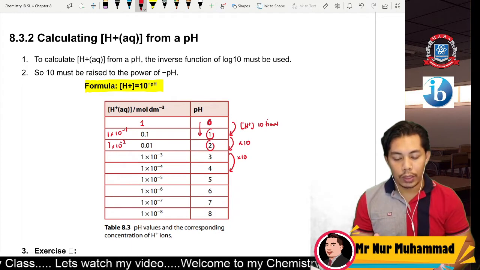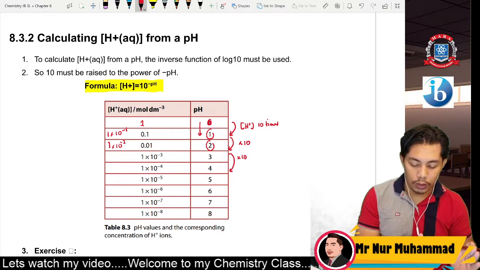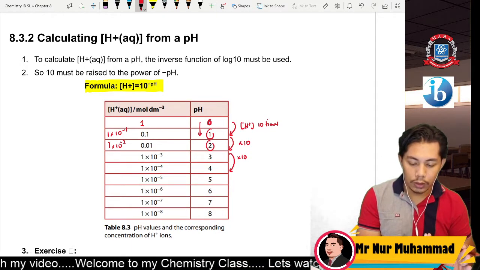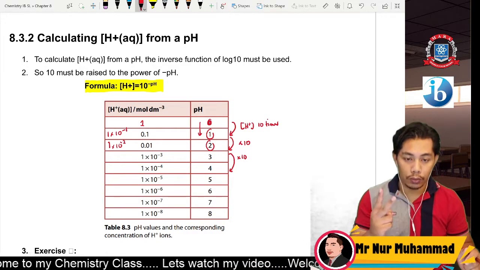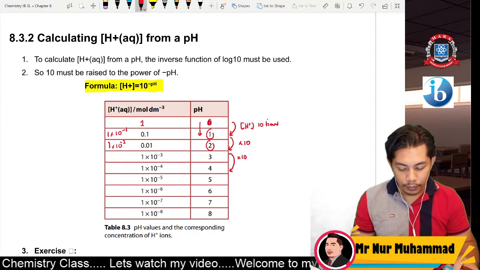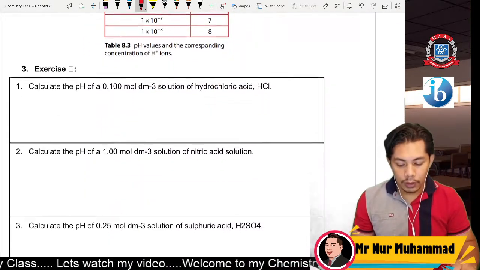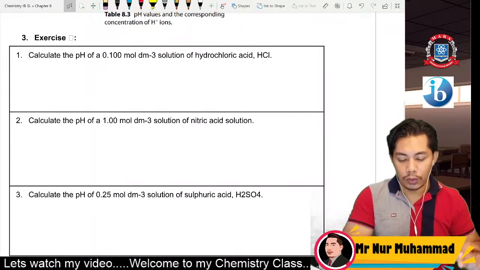From pH we can calculate the concentration of hydrogen ion, and from the concentration of hydrogen ion we can calculate the pH value. So now we have two formulas. Okay, let's do a few exercises here.